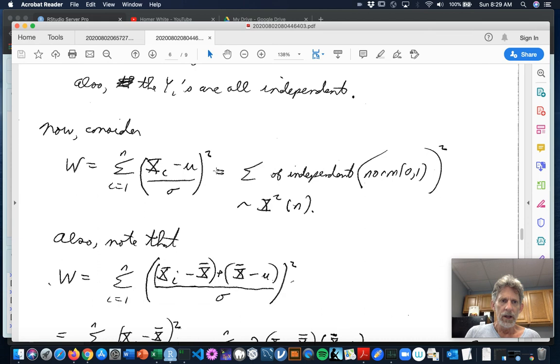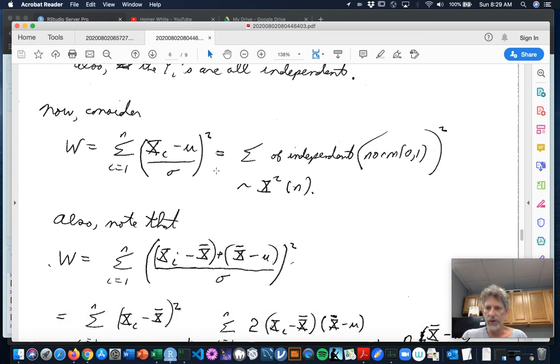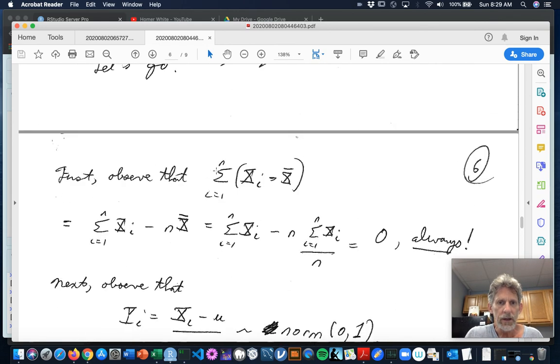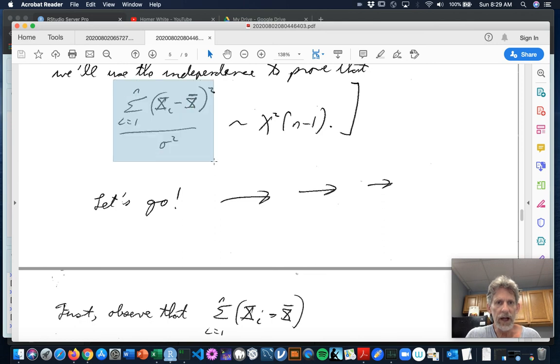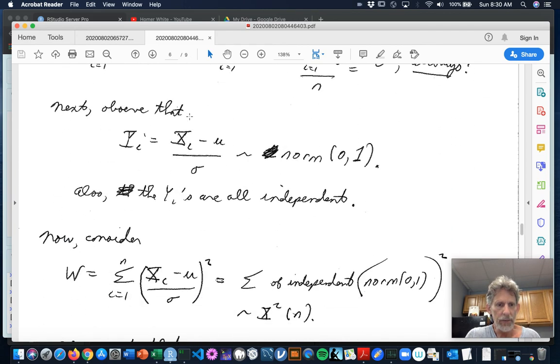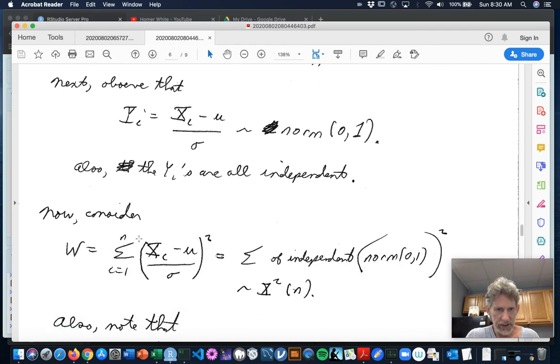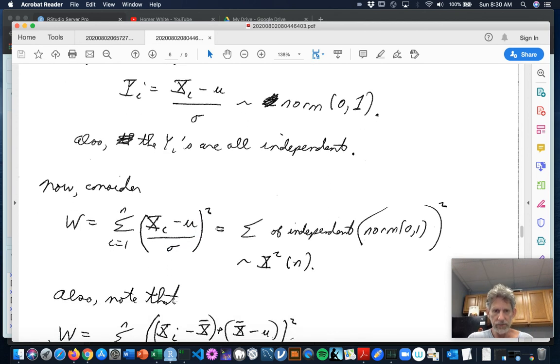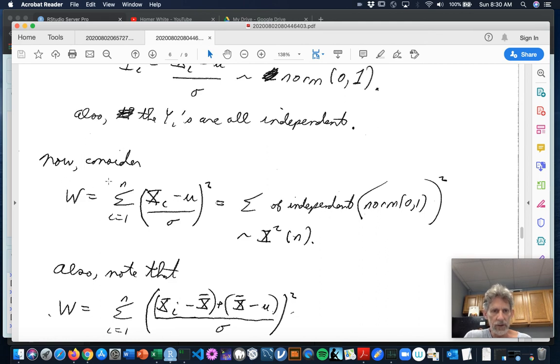Okay. Well, now I'm ready to go into the proof proper. To do it, I'm going to construct a random variable that looks a lot like the one that I want to show is chi-square n minus 1. The one that I want to show is chi-square n minus 1 is this guy where you're doing the deviations from the sample mean. I'm going to look at the sum of the squares of the deviations from the mean and divide by sigma squared, so I could just work that inside the square.